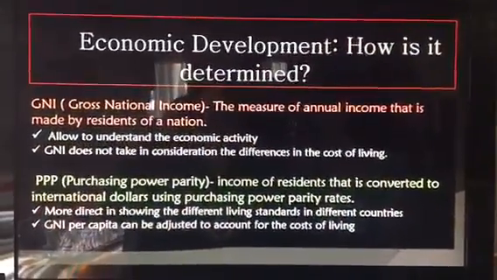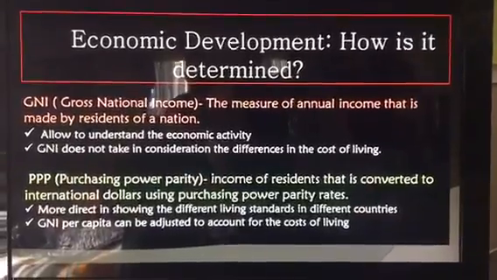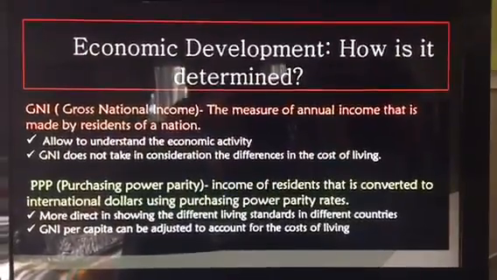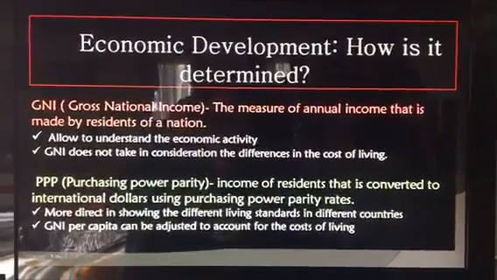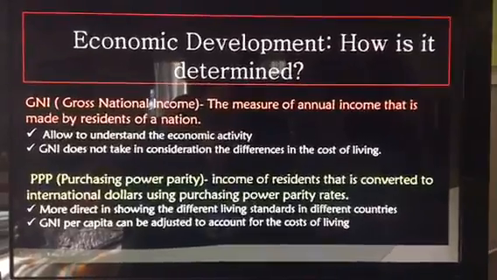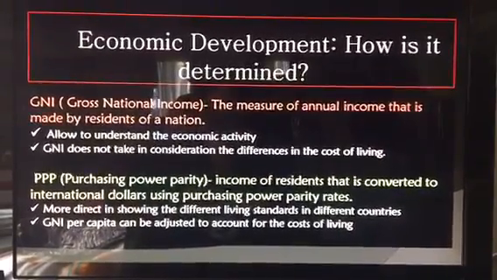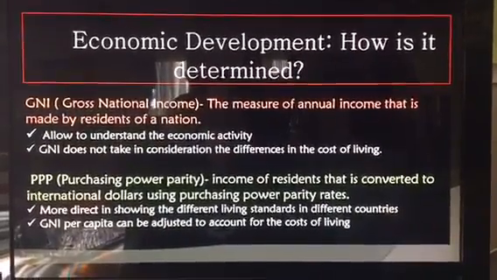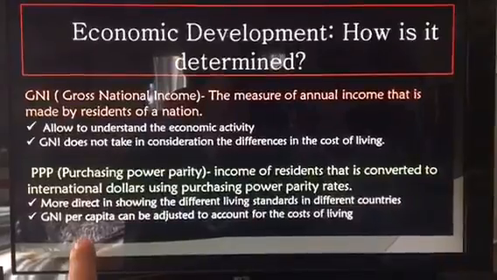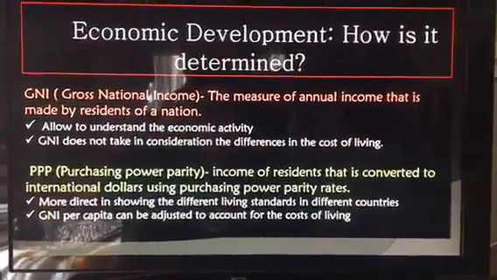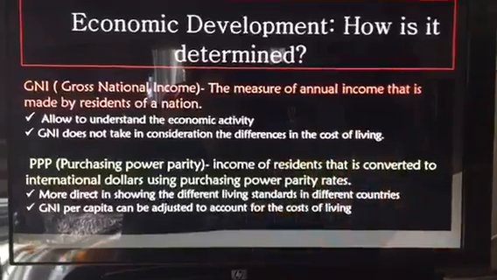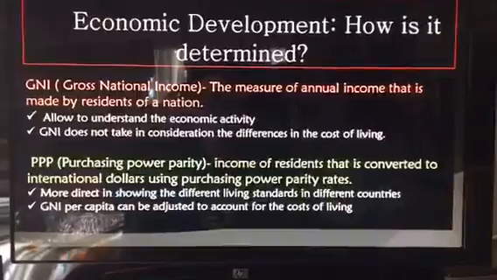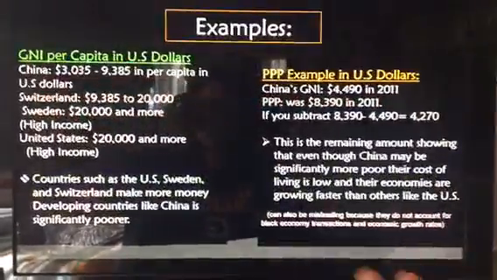So to begin, there are 2 different types of measures that are introduced in the book, the GNI and the PPP. As you can see, GNI is the measure of annual income that is made by residents of a nation versus PPP. PPP is more of an income of residents that is converted to international dollars using purchasing power parity rates. PPP actually takes into account the cost of living, and the GNI does not, so that kind of makes it a little more direct in showing the different living standards. Here's an example of both of them.